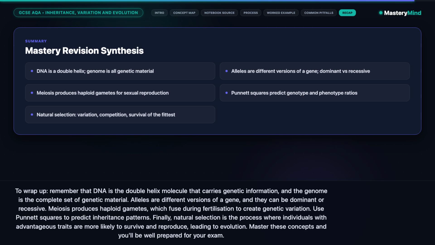Finally, natural selection is the process where individuals with advantageous traits are more likely to survive and reproduce, leading to evolution. Master these concepts and you'll be well prepared for your exam.